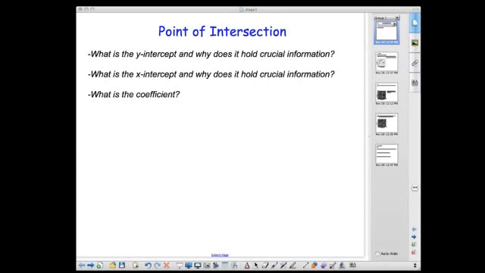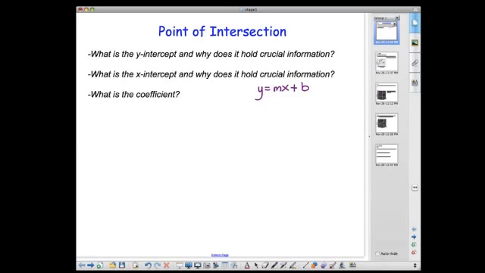Today what we're going to talk about is the point of intersection. Now, I know we've been talking about the equation of a line, which is y equals mx plus b. And during our last lecture, we finally figured out what m was. We know that m is now the slope of a line, which is really the angle at which the line is projected, or the grade that the line is sloped. So now what we're going to do is talk about b.